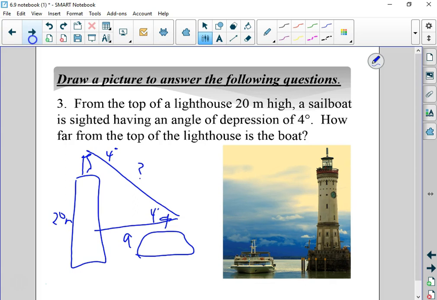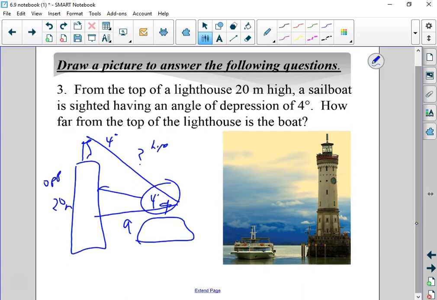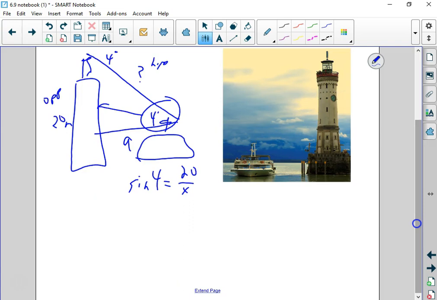Okay? So, here's Grover. He's looking over here, opposite. This is the hypotenuse here. So again, opposite hypotenuse is sine. So sine of 4 degrees is equal to opposite over x. Again, we switch spots. X is equal to 20, that doesn't move, over the sine of 4.